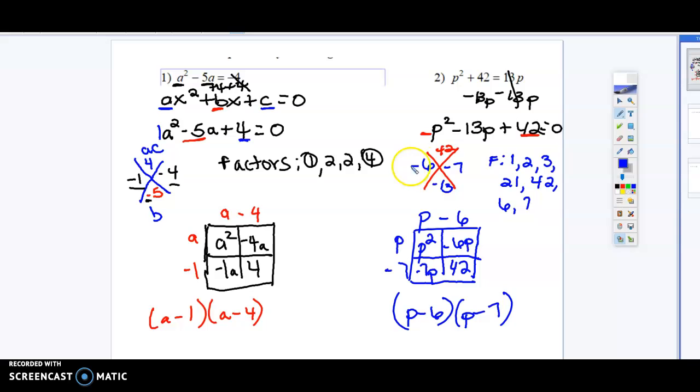And notice how I could have taken these numbers up here and just put a P in front of them, and I get the same thing. But that's because my coefficient in the front is going to be 1.